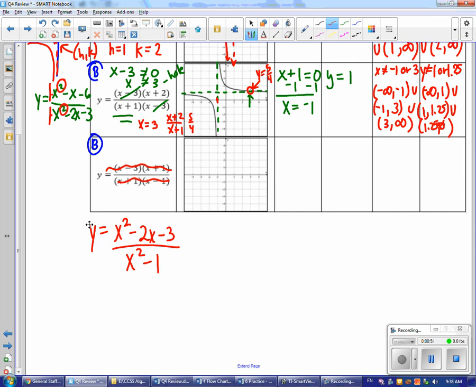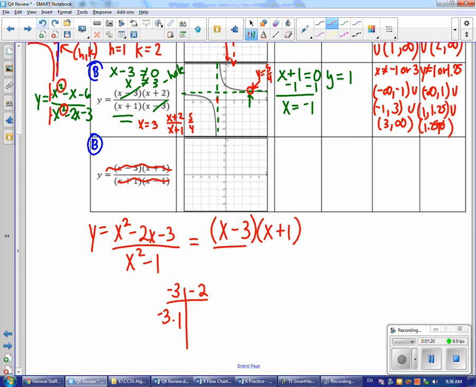So if I take a look at the numerator, that's a trinomial. We're going to use a process where we try to find the product of two numbers that'll give me negative 3. So I'm looking for two numbers that are going to multiply to give me negative 3 and add to give me negative 2. And so I can figure them out to be negative 3 and positive 1. So when I factor my numerator, I'm going to have an x minus 3 and an x plus 1.